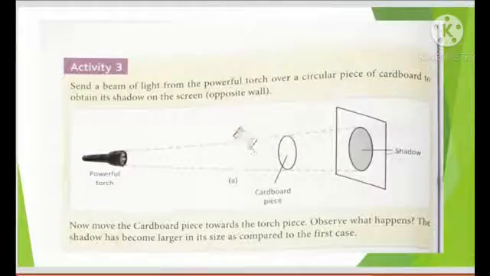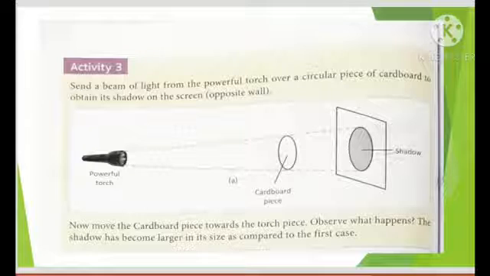So dear student, first of all, we are going to discuss activity number 3. Through this activity, we will verify that the size of the shadow depends upon the relative position of the source of light and opaque object. Now, from this diagram, can you tell me what is the source of light? That is torch. And what is opaque object? That is cardboard piece. And the back wall is behaving as screen, where we will get the shadow of this cardboard piece.